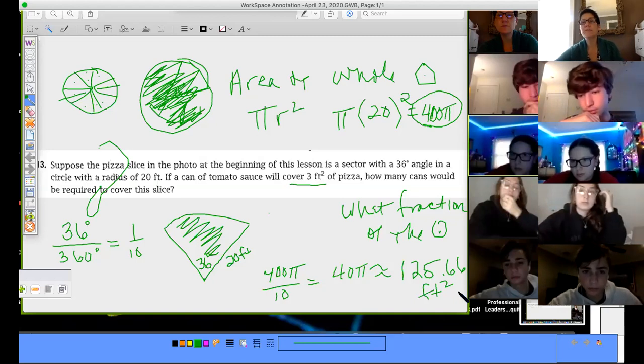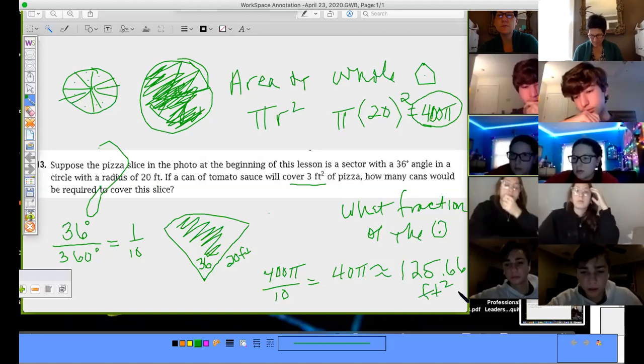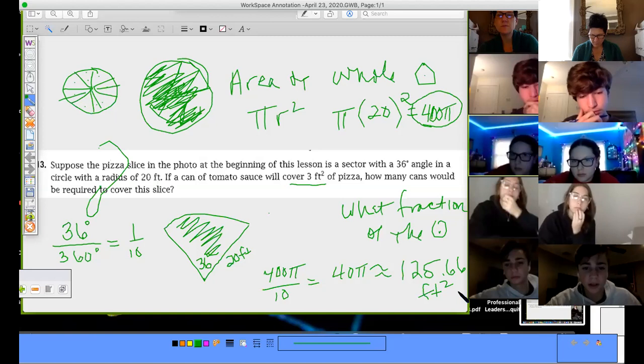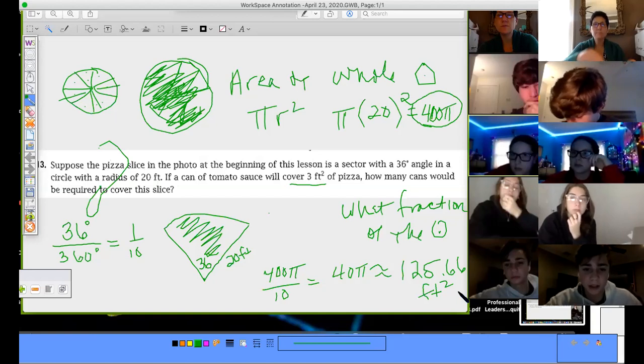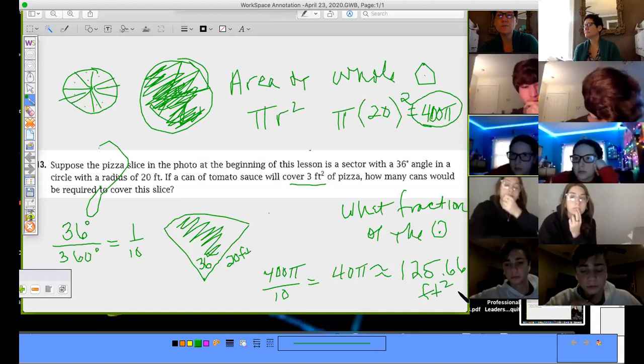Can somebody, either Sienna or Anthony, explain? Since you know the total area of the one slice is 125.66, you would divide that by the 3 because that's how much tomato sauce is in a single can. Oh, okay, that's what I actually did, and I just wasn't sure if that was correct. Since that gives you a decimal, you have to round it up to the next whole number, because you need more than a decimal for the can. You can't split it or anything. Awesome, okay, that makes sense.